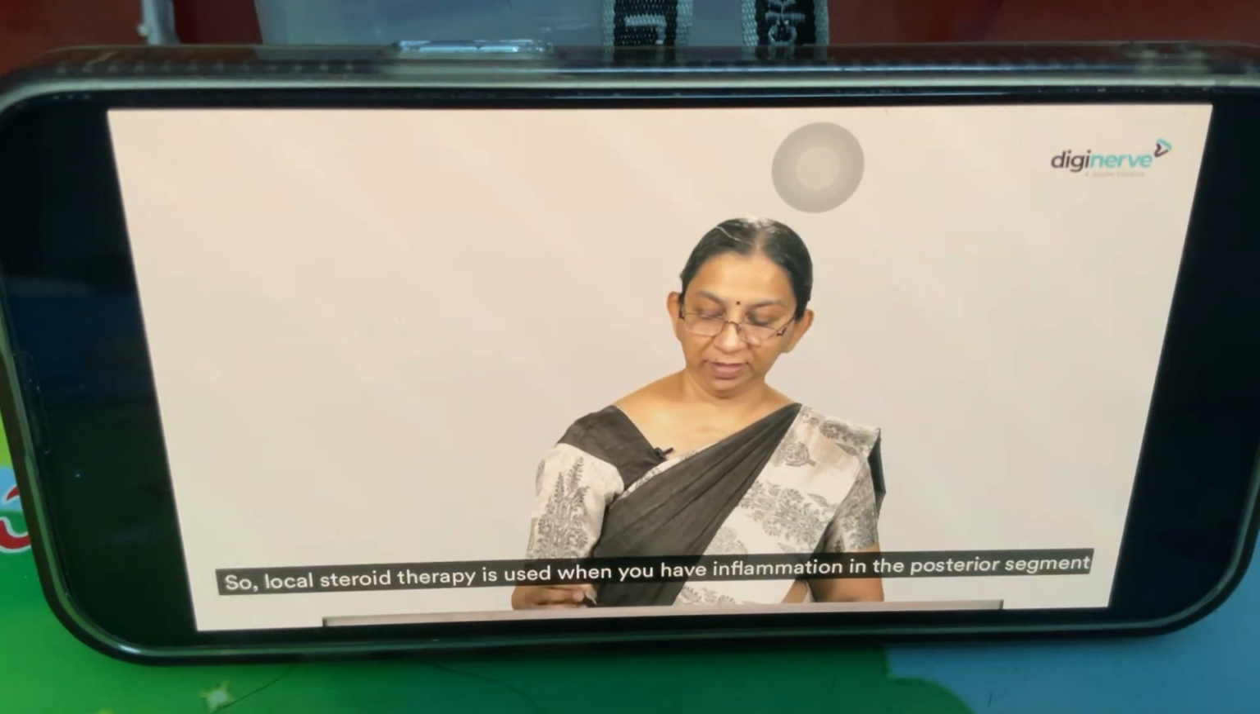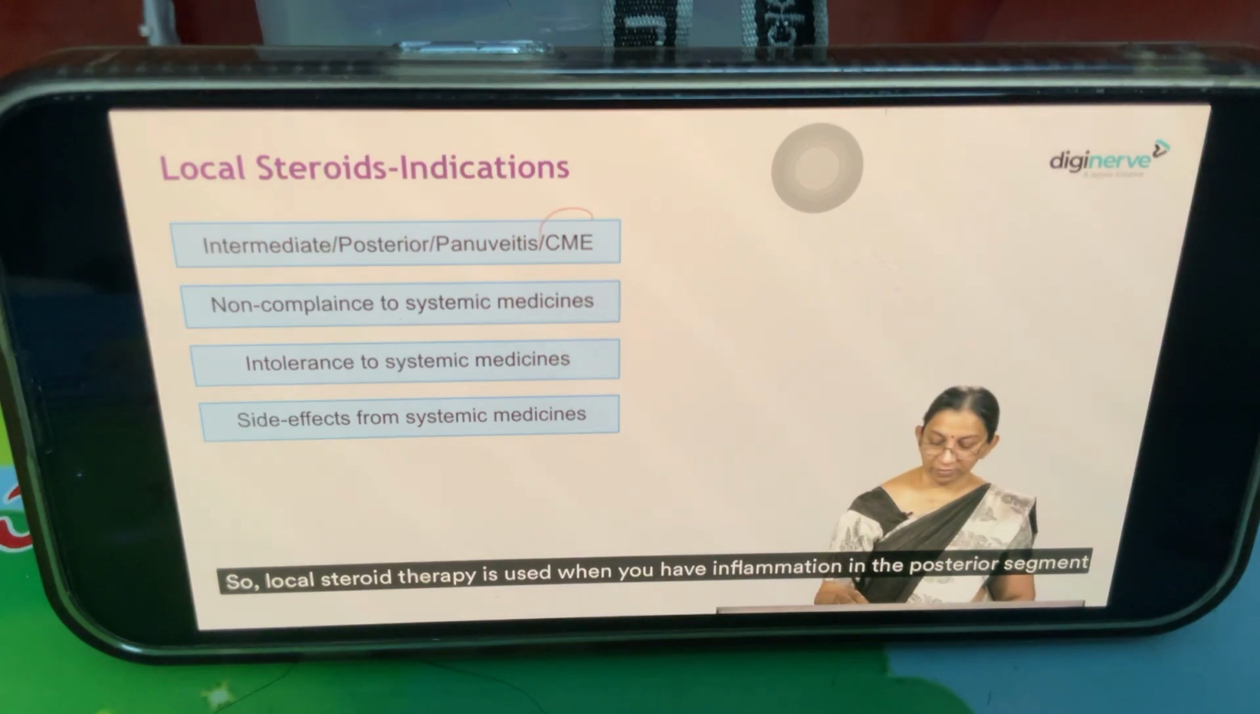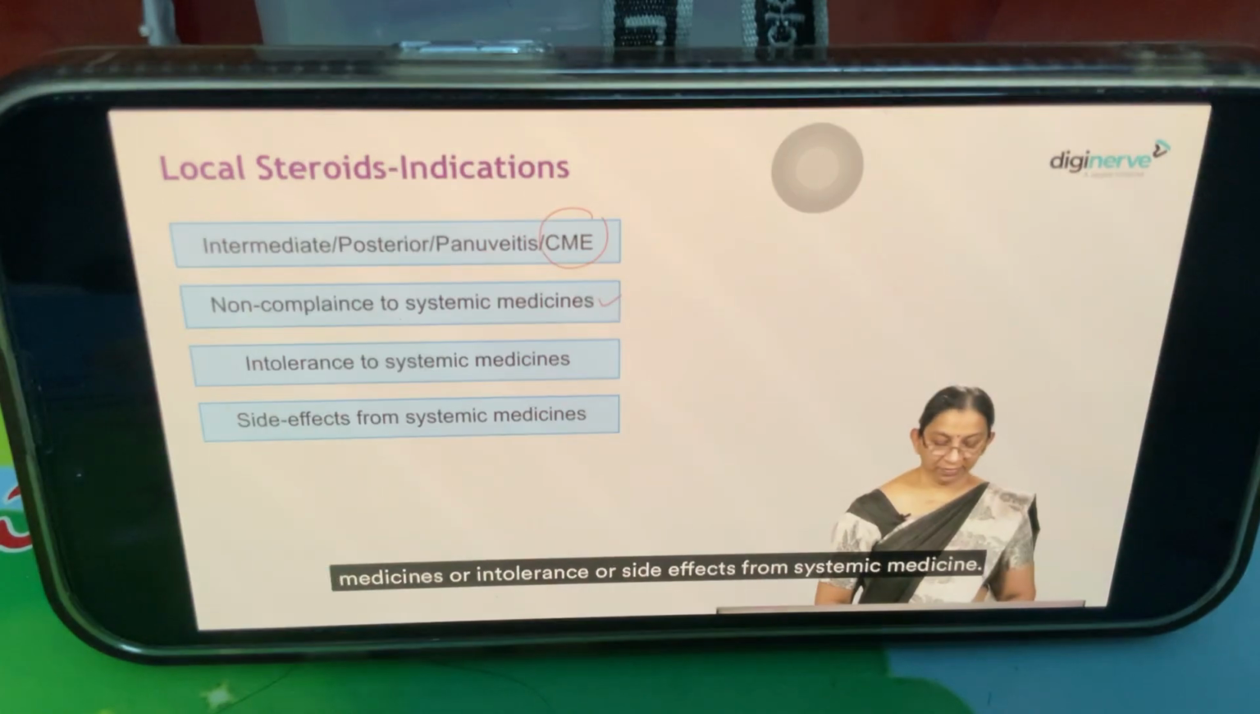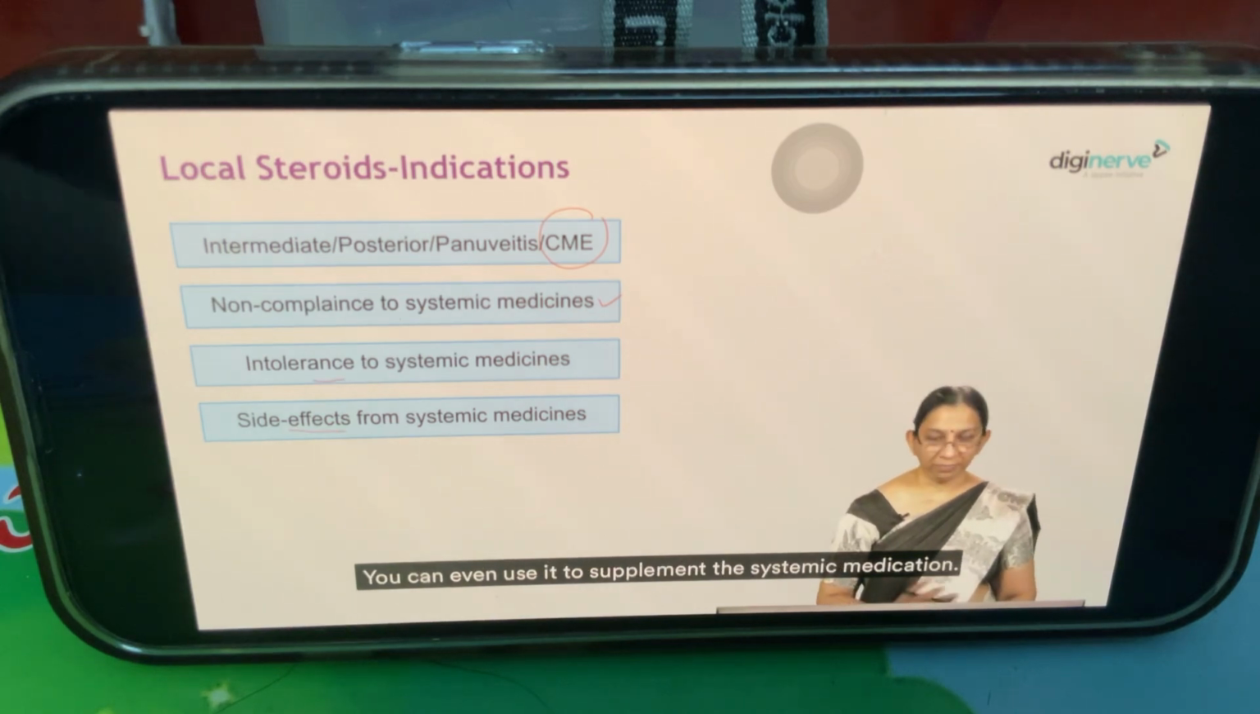So local steroid therapy is used when you have inflammation in the posterior segment or a cystoid macular edema. Now, you may use it as a standalone therapy when only one eye is involved and there is no systemic involvement. Or you can use it when there is a non-compliance to systemic medicines or intolerance or side effects from systemic medicine. You can even use it to supplement the systemic medication.